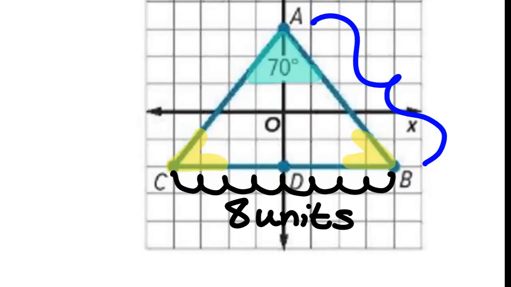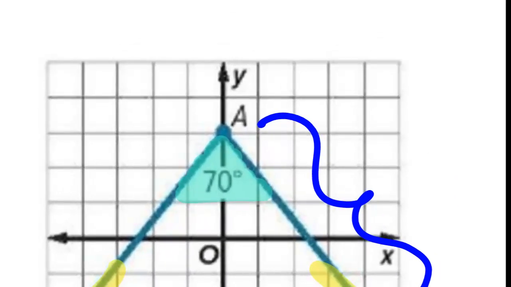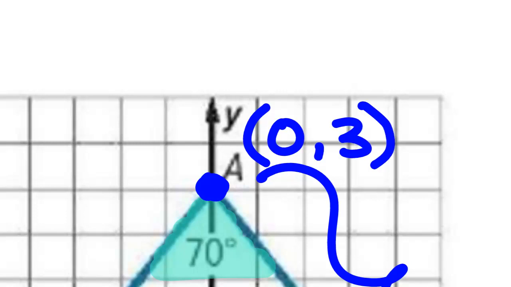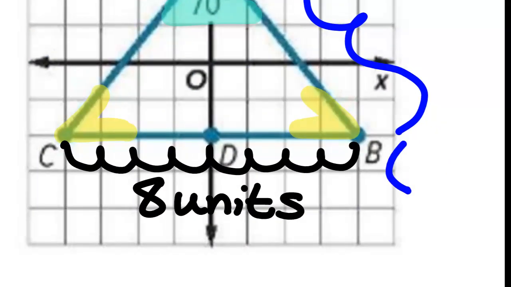And we have to use our points for our x1 and y1. What's the ordered pair for point A? Yep, 0, 3. What's the ordered pair for point B? It's positive 4, negative 2, because we go to the right.